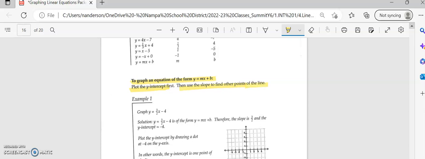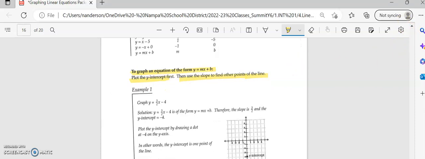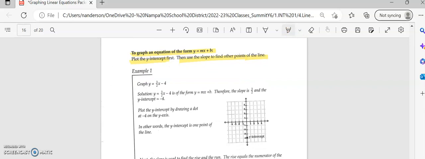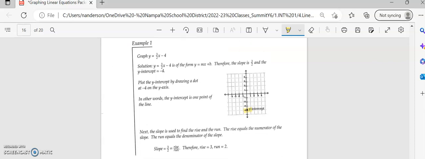This we've already done in class, but let's take a look at this example. Graph y equals 3 halves x minus 4. The slope is 3 halves. The y-intercept is negative 4. Notice they put a dot at negative 4 on the y-axis. That is the first step. And then the slope is 3 over 2, so that's a rise of 3 and a run of 2.